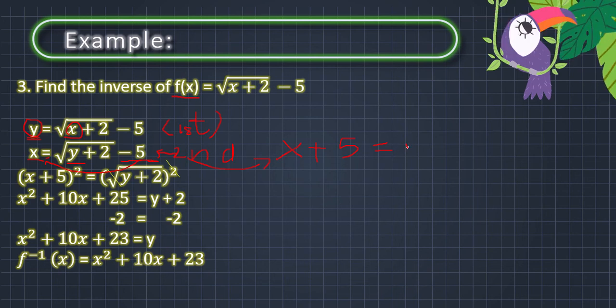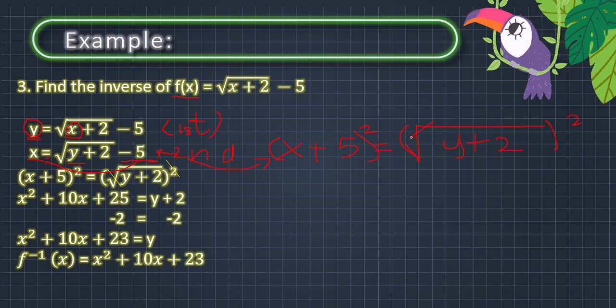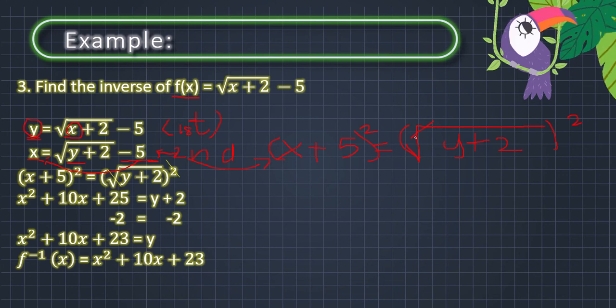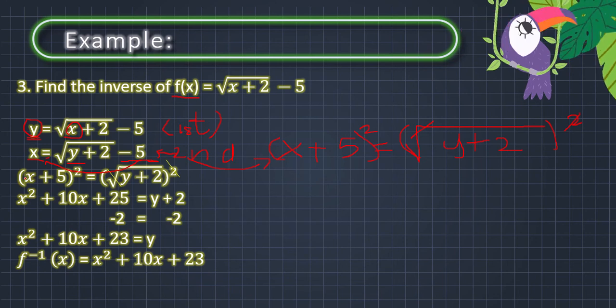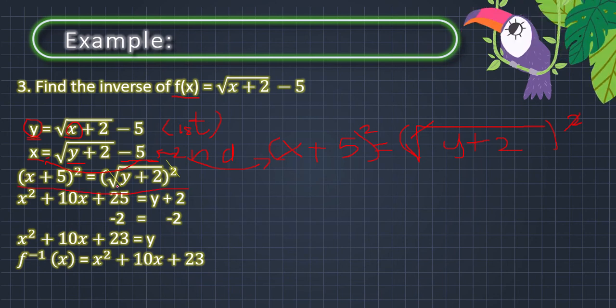So we have the square root of y plus 2. After that, we are going to express it with an exponent 2, or squared, so that we could cancel out the square root symbol, the radical symbol, and then the exponent 2. The remaining, you can see below how it looks. That's how we cancel out.